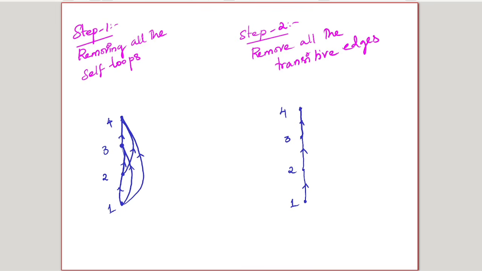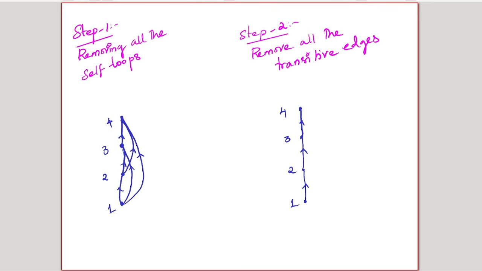The next transitive edge is 2 comma 4. 2 comma 4 we can come in this manner. So it is 2 to 3 and 3 to 4. So we can remove that 2 comma 4 transitive edge also. Then 3 comma 4 alone it is there. So this is the diagram we will be getting after step 2.